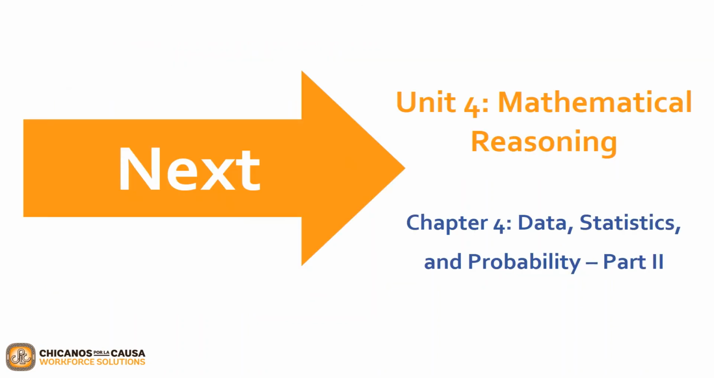Alright everyone, we made it through part 1. Up next, we will be covering Unit 4, Mathematical Reasoning. Chapter 4, Data, Statistics, and Probability. Part 2.